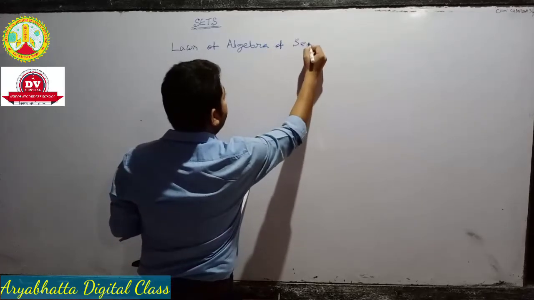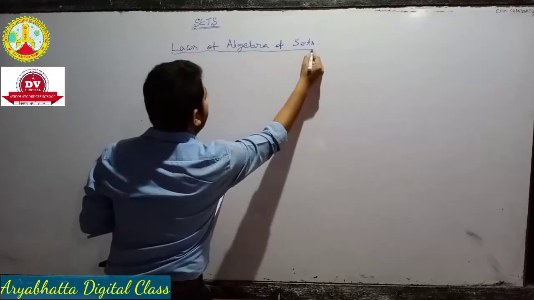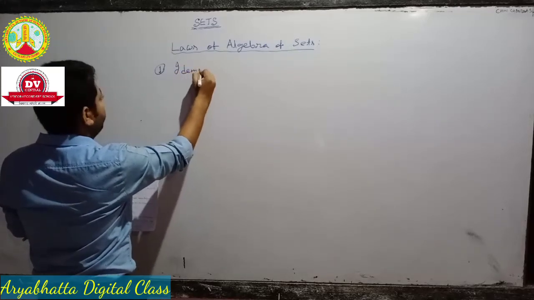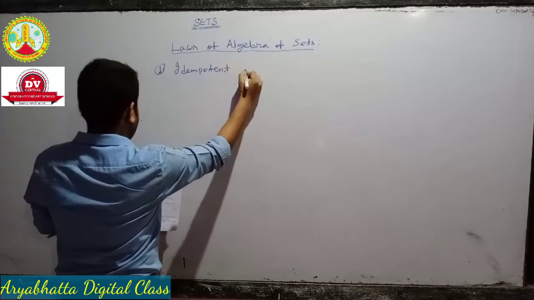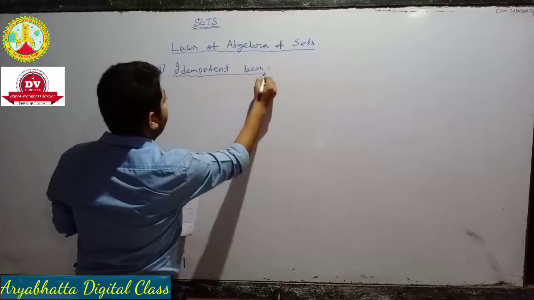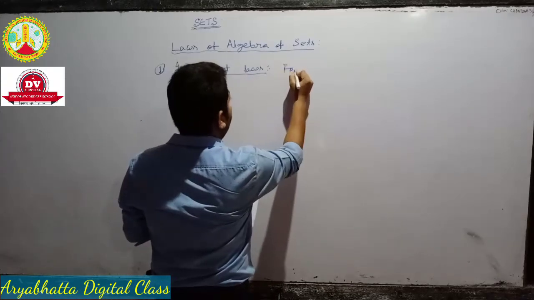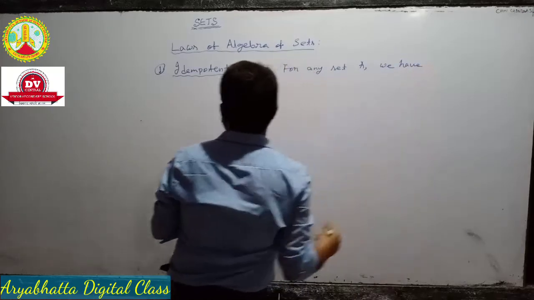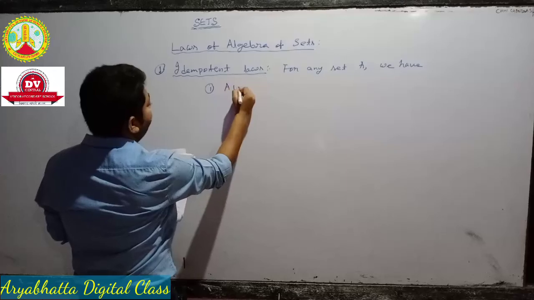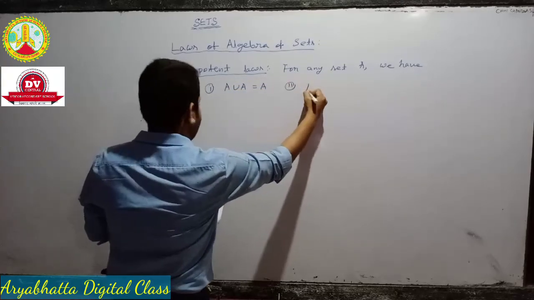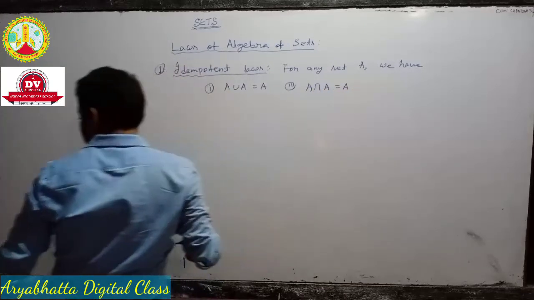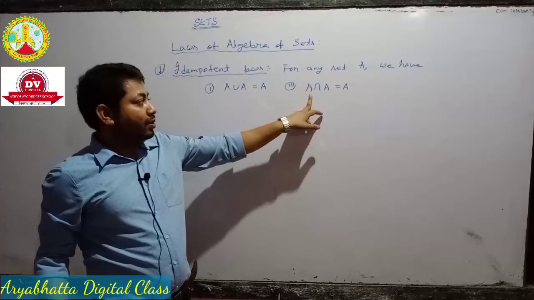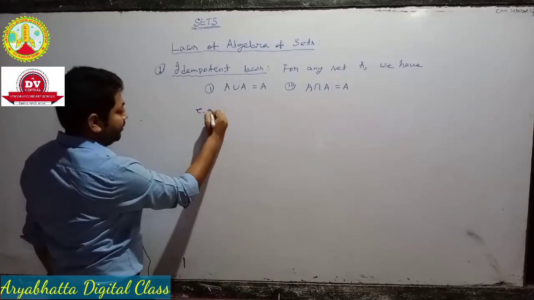Of sets. Number 1, idempotent law. For any set A, we have number 1, A union A is equal to A. Number 2, A intersection A is equal to A. We take an example.